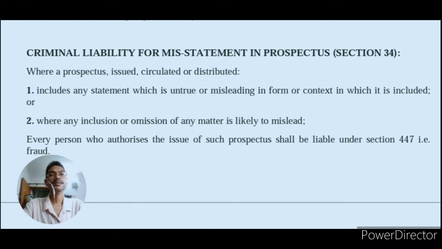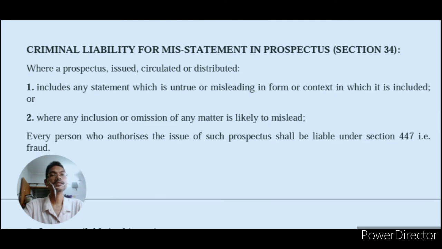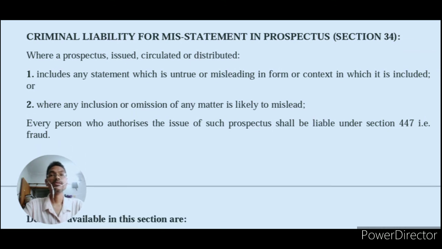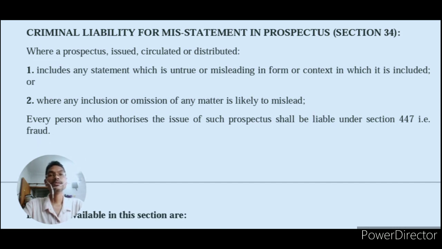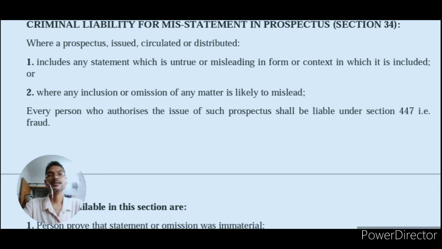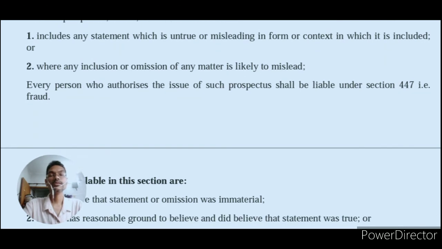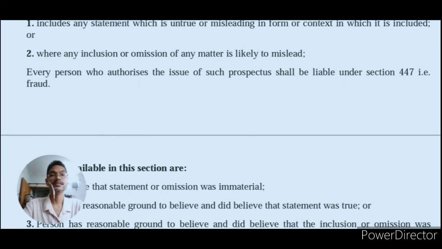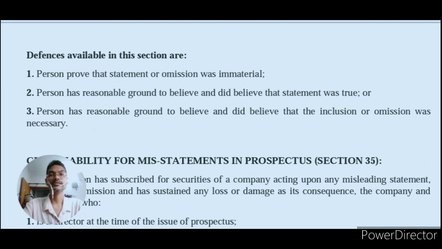Criminal liability for misstatement in prospectus. Section 34 says, if you take any criminal steps, what should be the punishment? Where a prospectus is issued, circulated or distributed, and it includes any statement which is untrue or misleading in the form and context in which it is included, or the inclusion or omission of any matter is likely to mislead. What you are not doing, but you are saying you are perfect or efficient in the text, this is a criminal step. Every person who authorizes the issue of such a prospectus shall be liable under Section 447, which defines fraud.